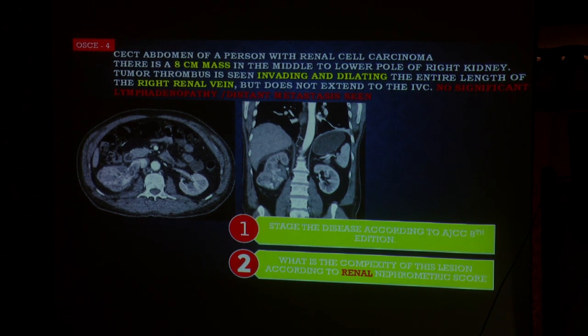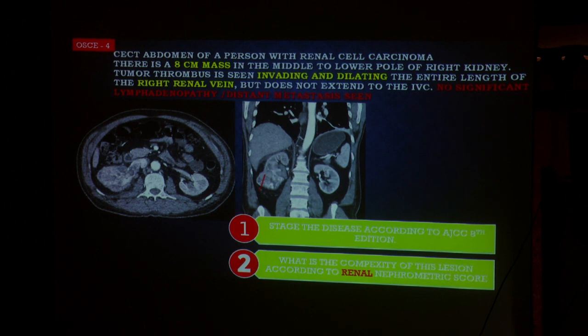This is a CECT abdomen image of a renal tumor. Here I am giving you the size of the mass. The size of the mass is 8 centimeter, which is seen involving the interpolar region as well as lower pole of right kidney. You are able to see this. There is extension into right renal vein, resulting in dilatation of the vein, but there is no invasion of IVC. There is no lymphadenopathy, there is no distant metastasis.